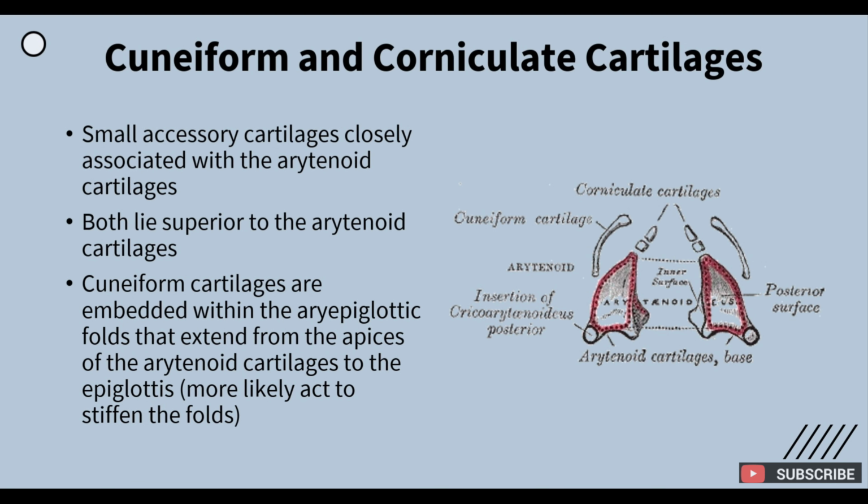Now finally getting into the last two paired cartilages. The first one is the cuneiform cartilage and the other one is the corniculate cartilage. The corniculate cartilage is a small accessory cartilage that's closely associated with the arytenoid cartilage, and they both lie superior to the arytenoid cartilage. And the cuneiform cartilage is embedded within the aryepiglottic folds that extend from the apices of the arytenoid cartilage to the epiglottis. It more likely acts to help stiffen the folds.